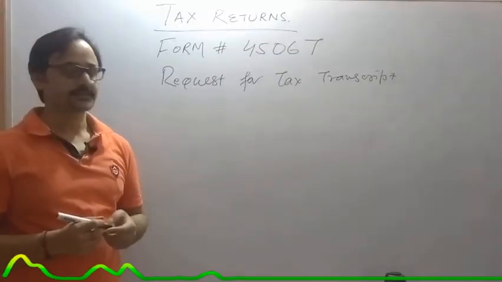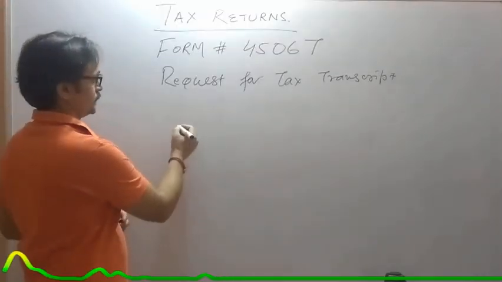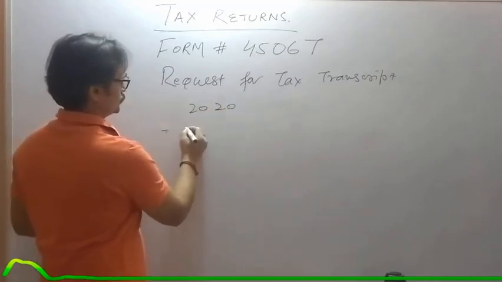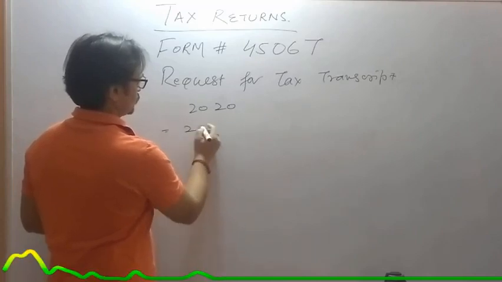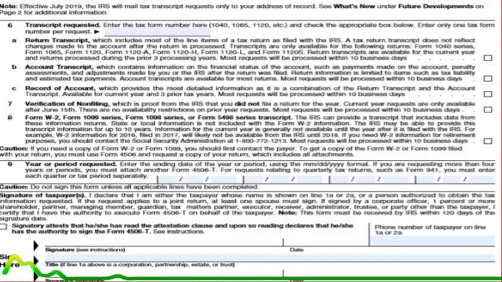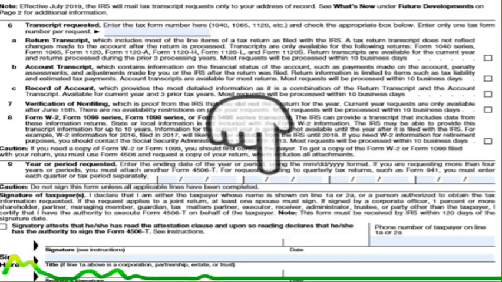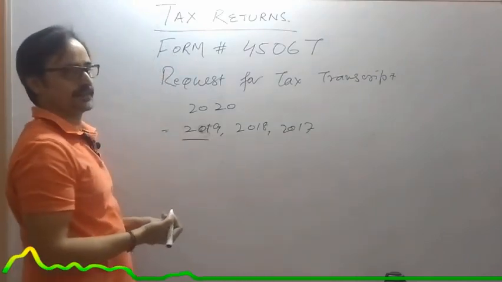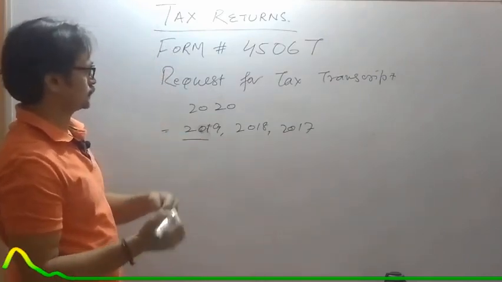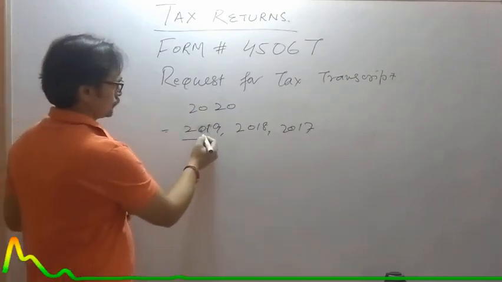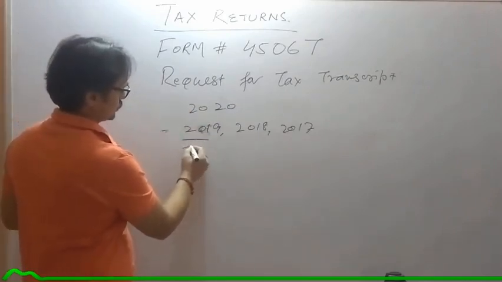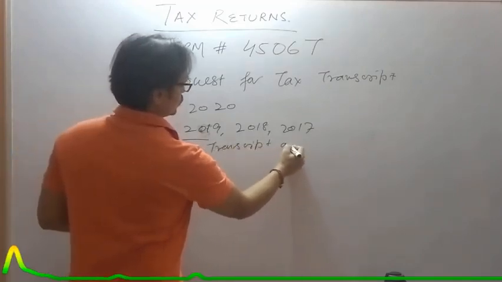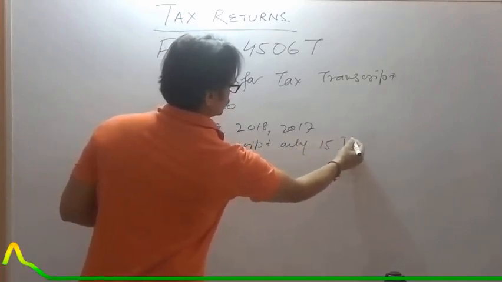Whenever we need a tax transcript for a prior year, maybe we are currently in 2020, so if we need the 2019 tax return, the 2018 tax return, and 2017, then the following years we can find at any time. But when it comes to the most recent year, we are in 2020, so the 2019 tax transcript will be available only after 15 June.